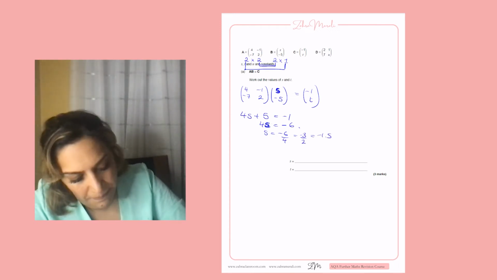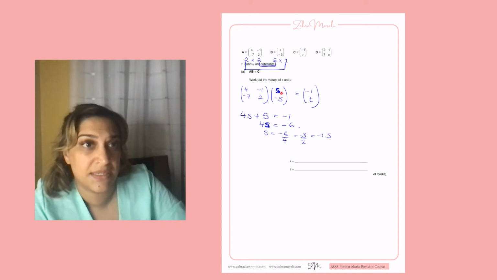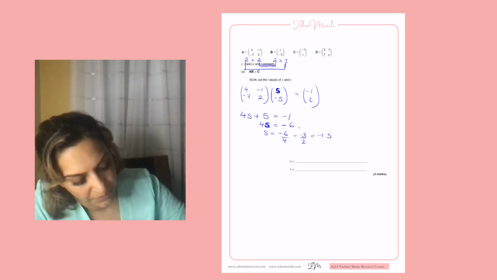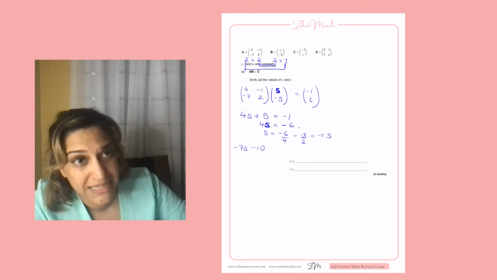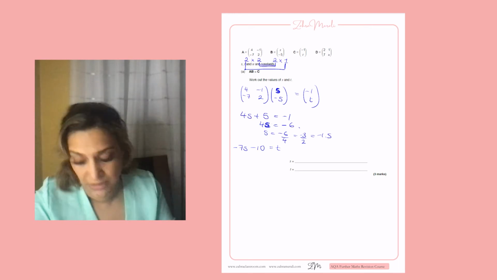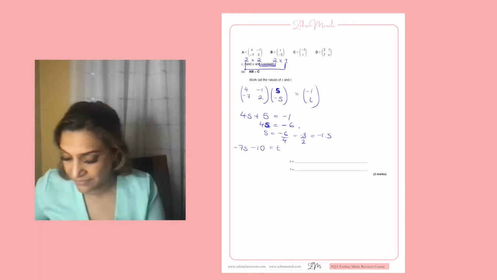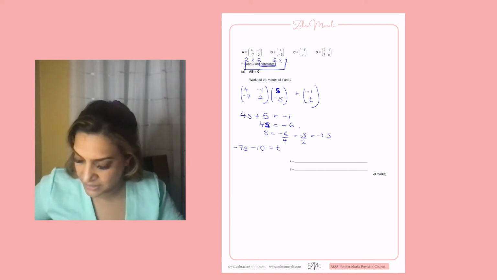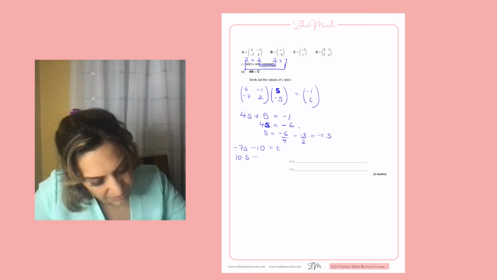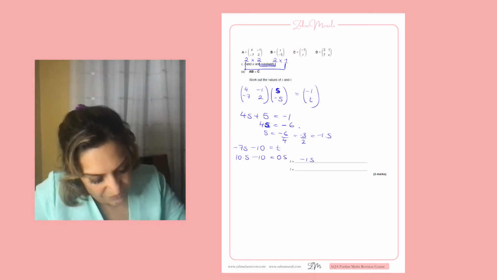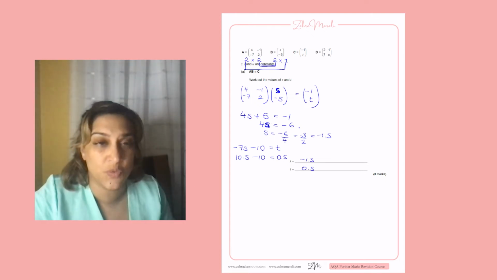Next one, we've got -7 times s, plus 2 times -5, and that equals t. So we end up with -7s minus 10 equals t. But we know s is -1.5. So we're going to do -7 times -1.5, so you're going to end up with 10.5 minus 10, which must be 0.5. So s is -1.5 and t is 0.5.